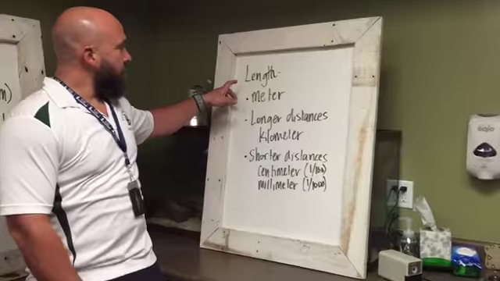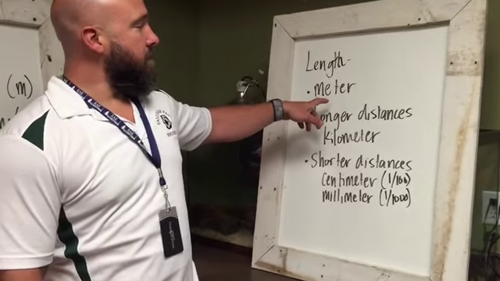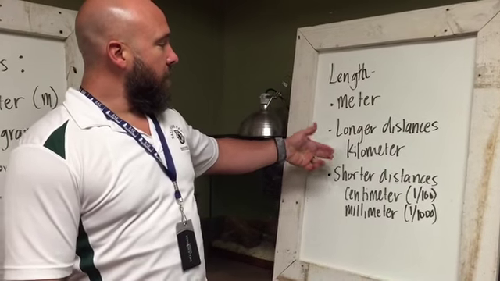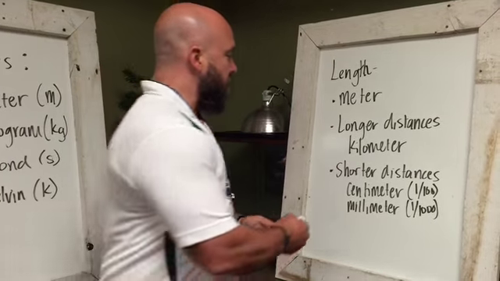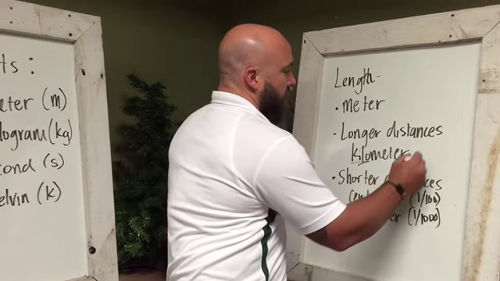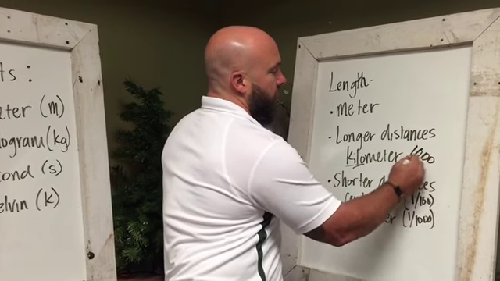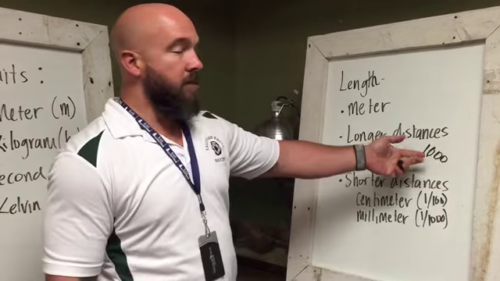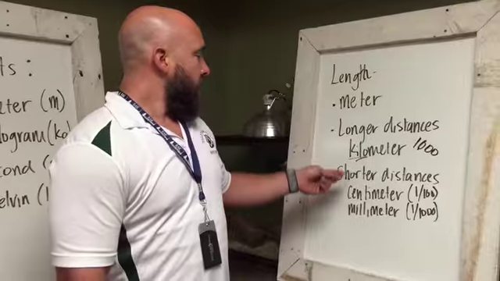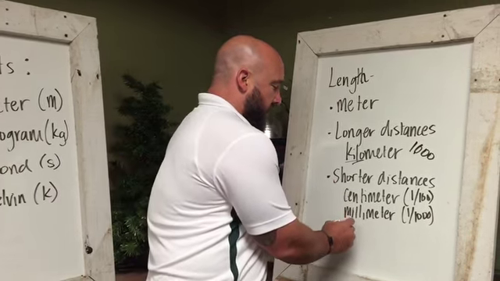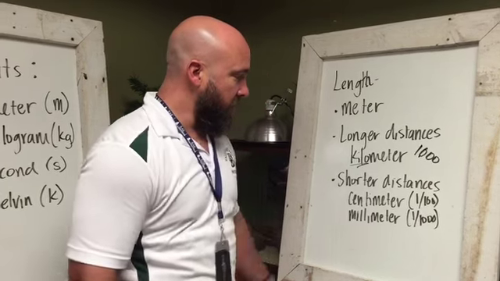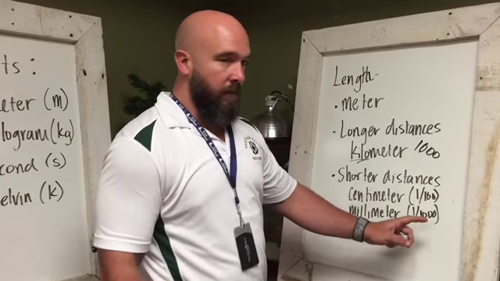Okay? Length, we use the meter. Longer distances, you're going to use the kilometer. Anytime you see kilo in front of a word, it means it's multiplied by 1,000. So a kilometer is 1,000 meters. Shorter distances, you're going to use a centimeter, or even shorter, you're going to use the millimeter, which is 1/100 and 1/1000 of a meter.